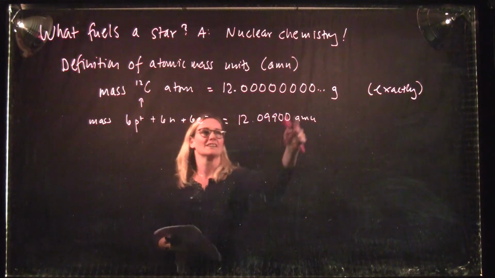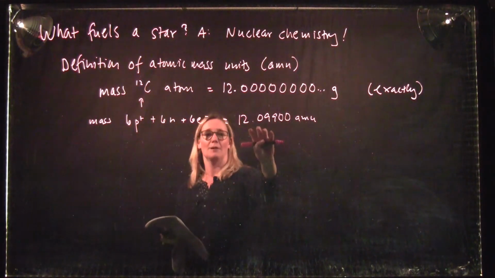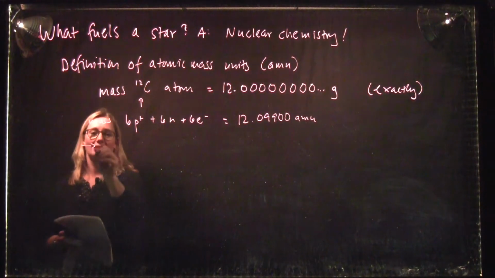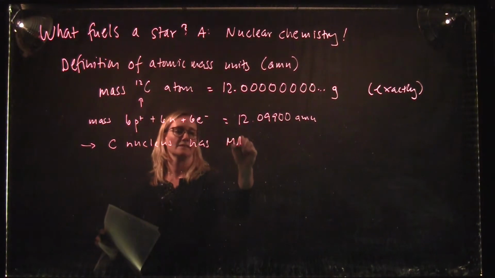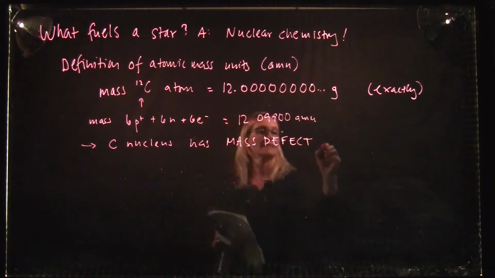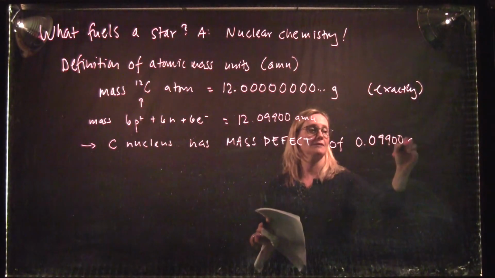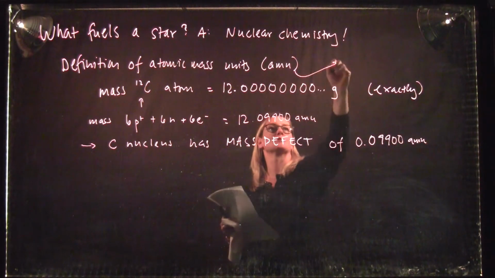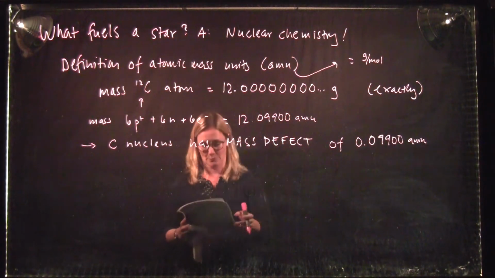So what's the difference here? We said that the mass of a carbon-12 atom is exactly 12. That's the definition of the AMU scale. But when we sum up the individual subatomic particles, it's a slightly different number. And we call that the mass defect. So the carbon nucleus has what's called a mass defect of this difference. The mass defect is 0.09900 atomic mass units. And just to remind you, AMU is equivalent to grams per mole, which is the more common way that we talk about that. So an AMU is a gram per mole.